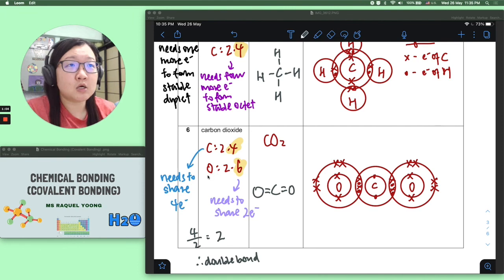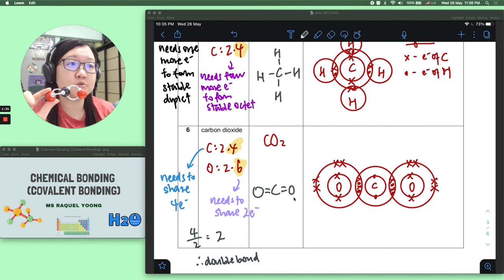So one way to see it is you can just do some simple math, right? You take 4 electrons divided by these 2 oxygens, then you realize that you actually have to share 2 pairs of electrons. So this will give you a little clue that in carbon dioxide, what you should be drawing will be double bonds, as you can see in this other form of representation here. And in fact, at this point in time, I will also hold up a carbon dioxide molecule.